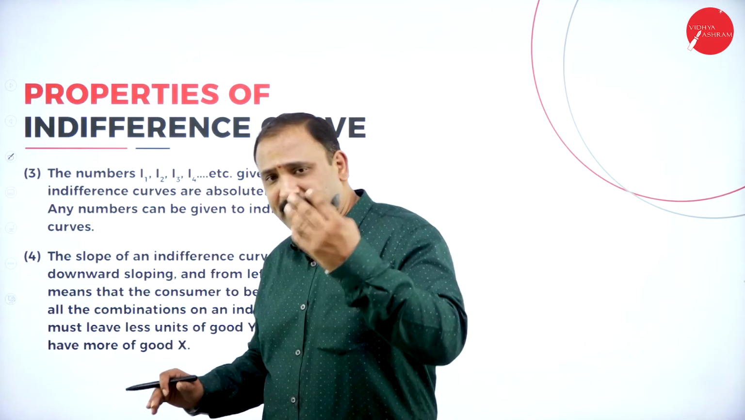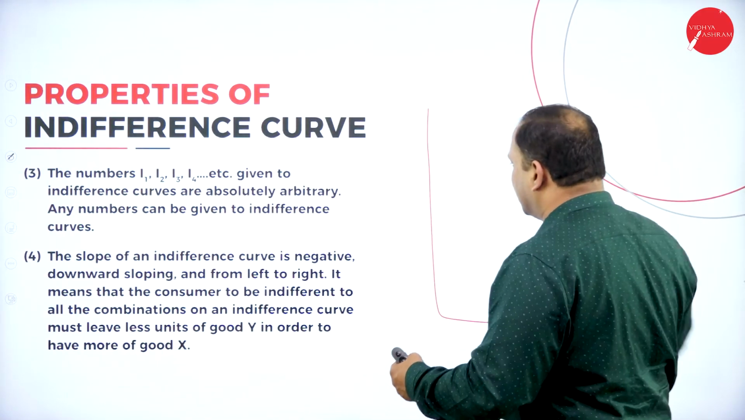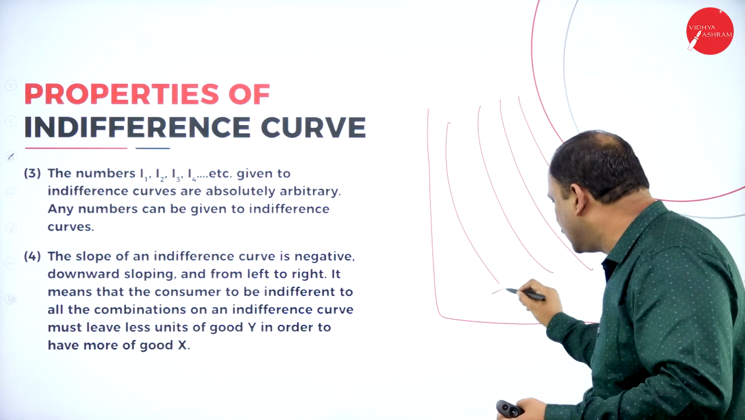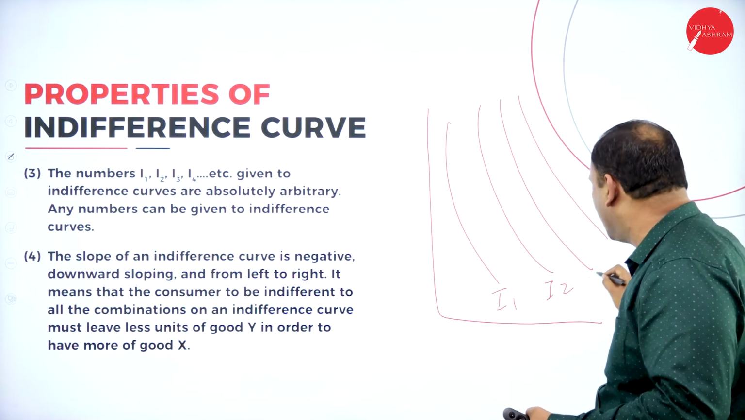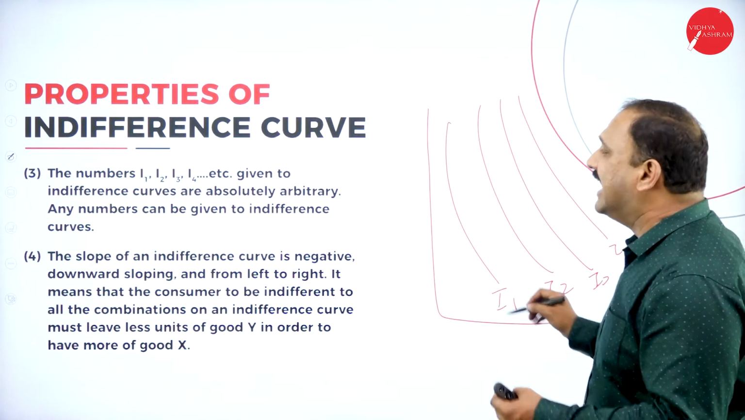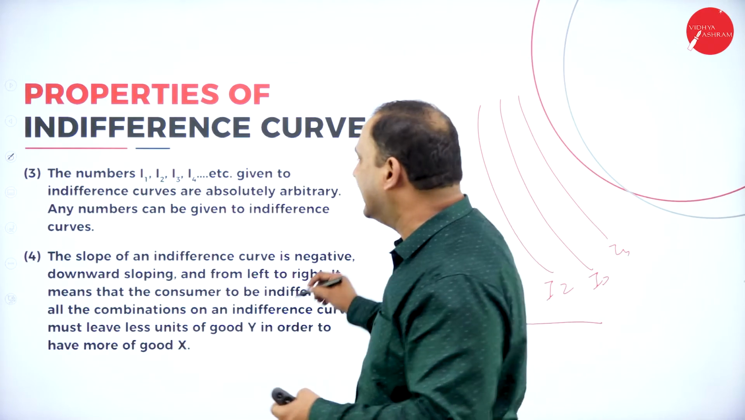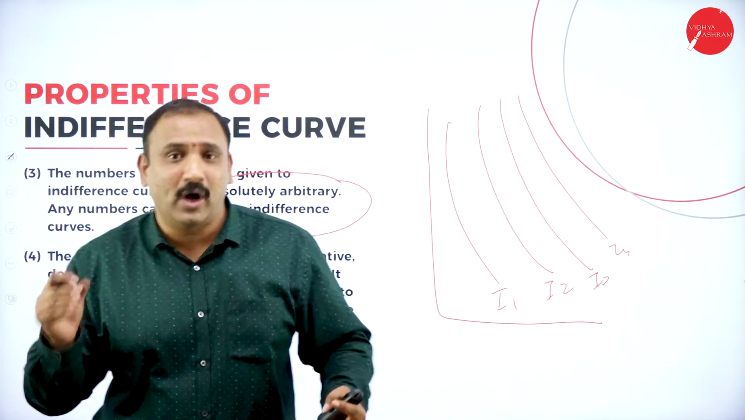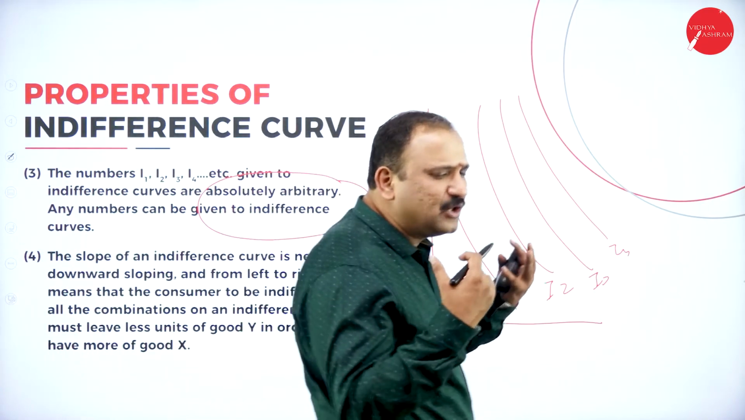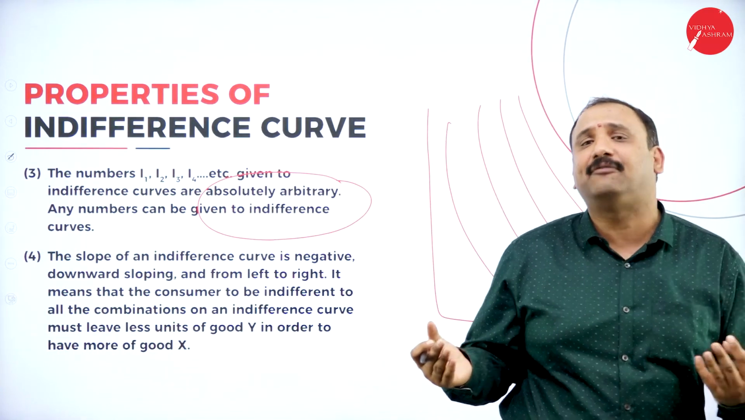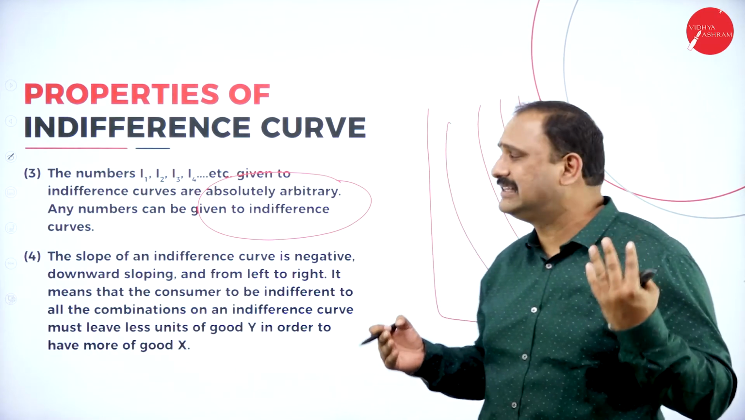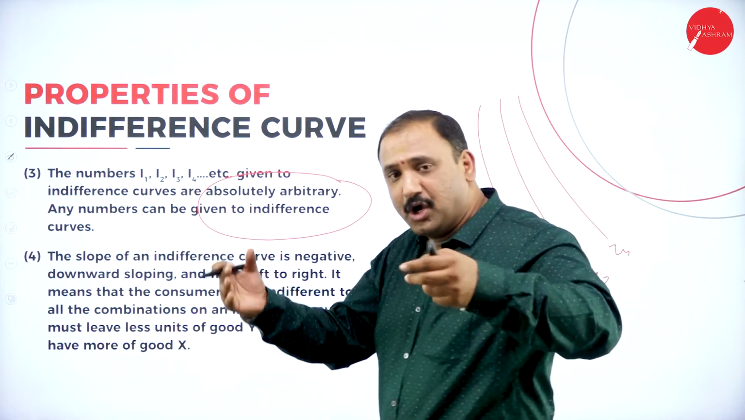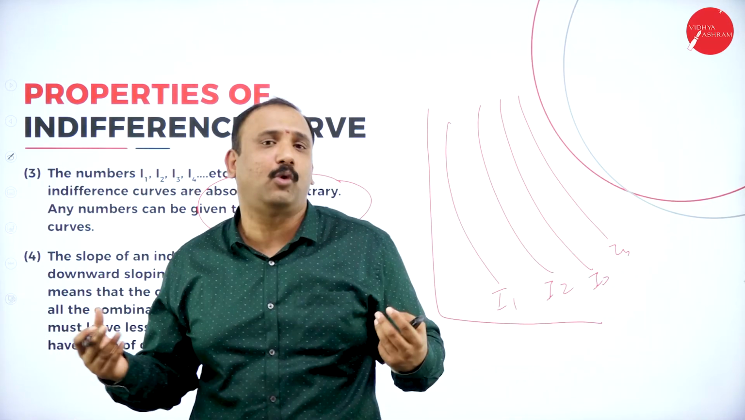Moving further, now when I was talking about the indifference curve here, when I talk about I1, I2, I3 and I4, let me take this as the first indifference, second one, third one and the fourth one. Any numbers can be given to the indifference curve because these are absolutely arbitrary in nature. What I mean by saying here is that they're absolutely randomized. You don't have to follow the same order, same method altogether. They are random in nature because the consumer goes on a random basis to pick up whatever he wants.